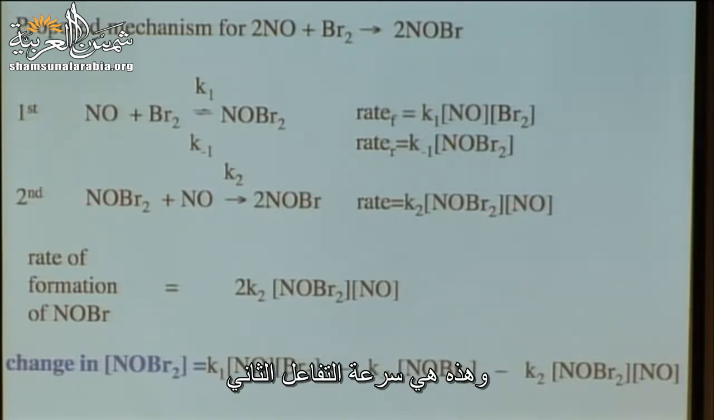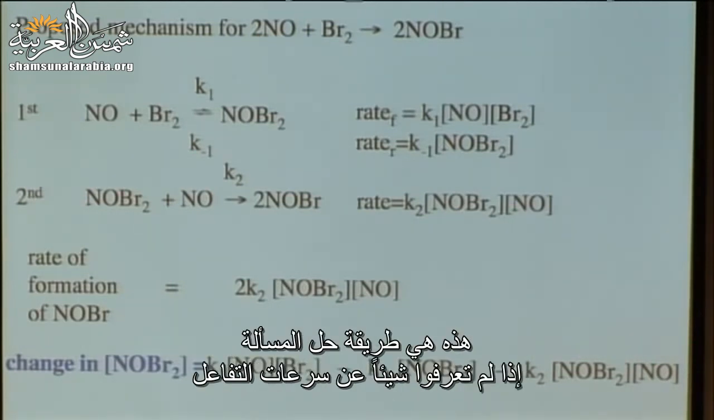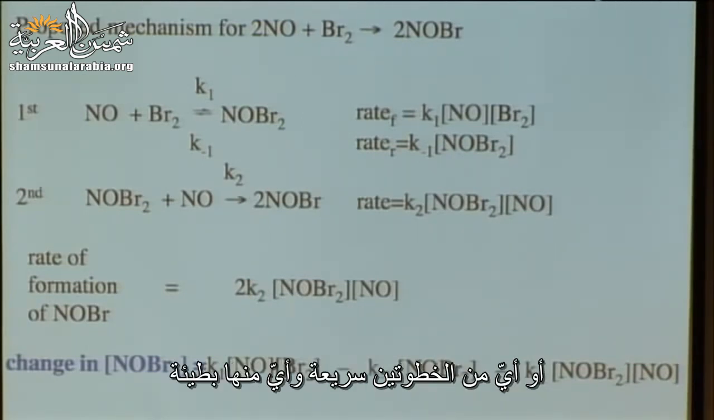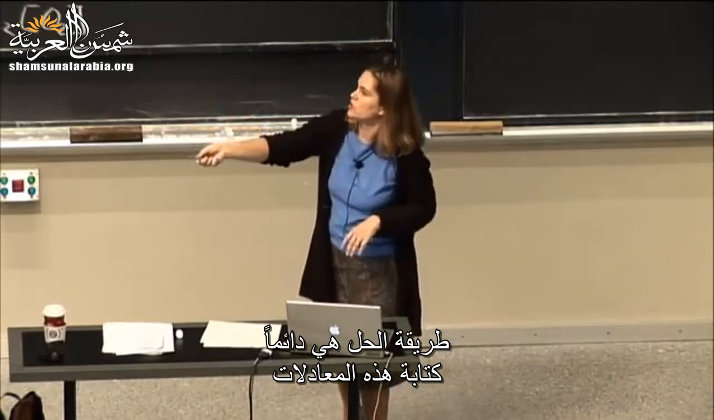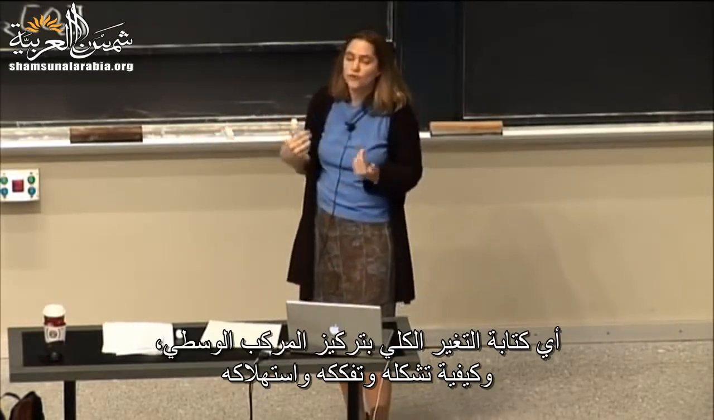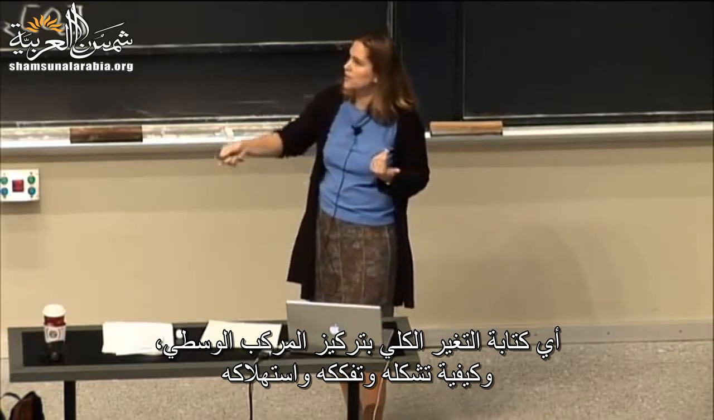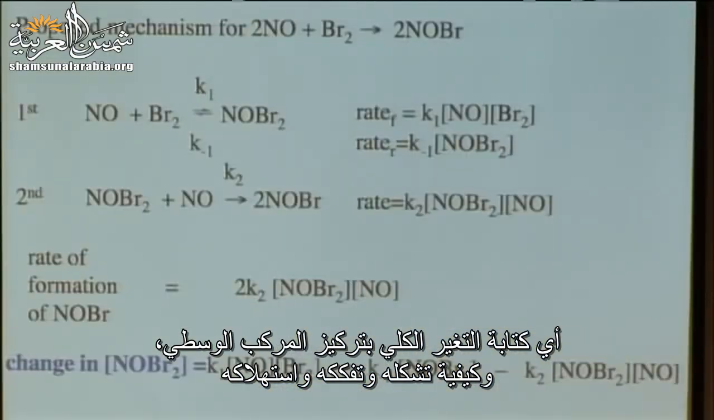So that's the second step. This is how we write it if we don't know anything about which step is slow and which is fast. So this will always work to write things this way. So that's the overall change in the concentration of the intermediate, how it's being formed, decomposed, and consumed.